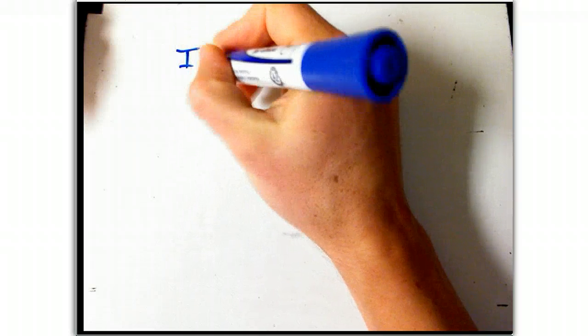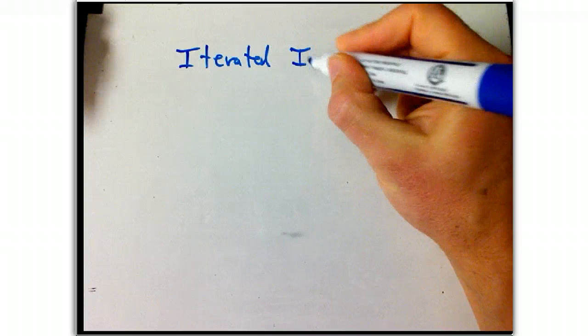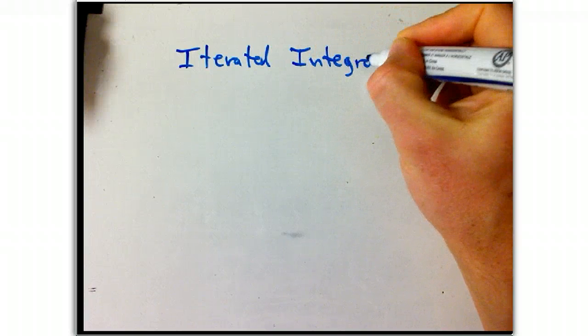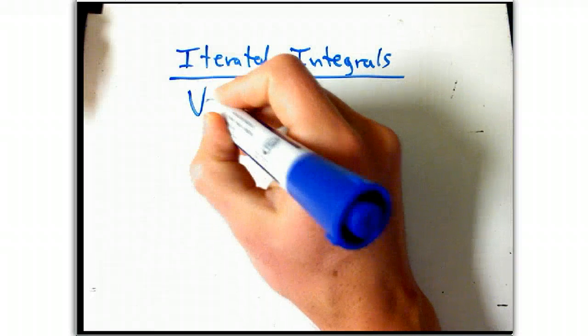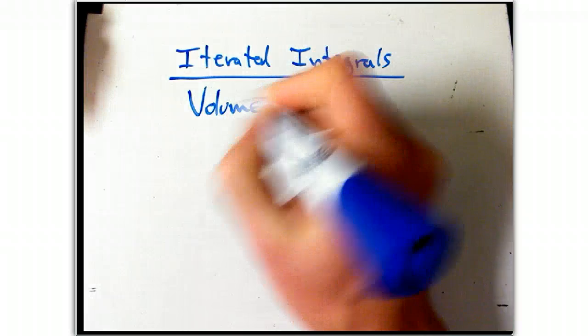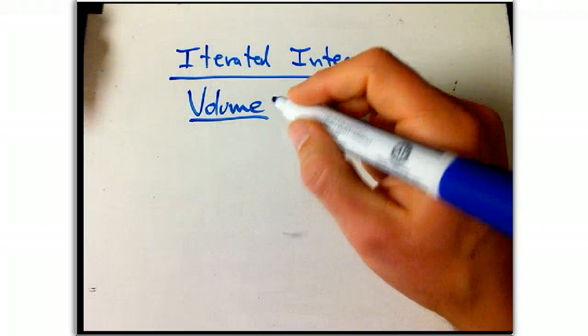All right, I want to do an introduction to iterated integrals. I'm just going to do an example. And the most basic, definitely not the only example, but the most basic is to find the volume of an object.